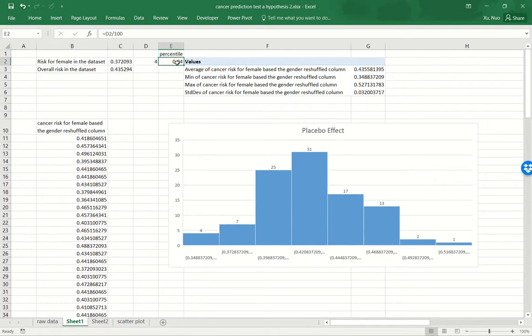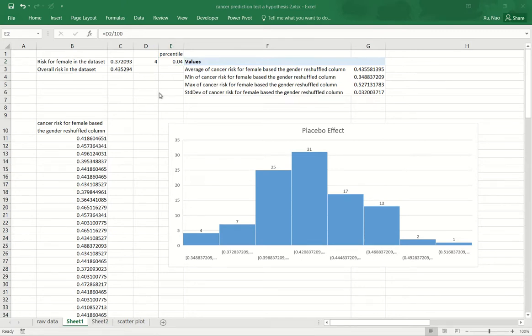So what this means is the risk level in the data set is sitting at the 4th percentile of the placebo effects represented by these 100 numbers from smallest to largest. In other words, 4% of placebo effects are smaller than or equal to 37.2%.